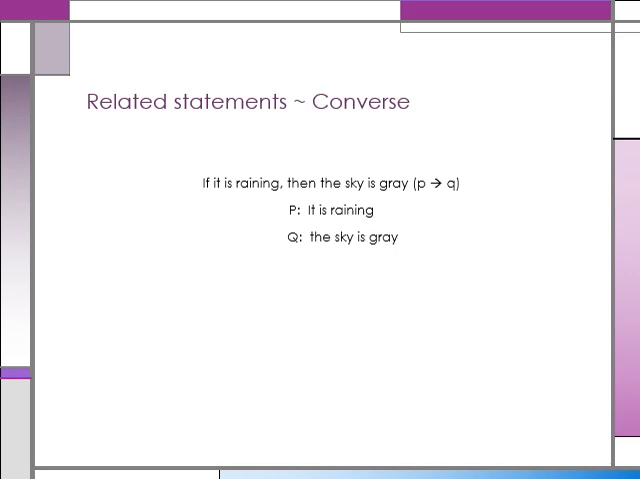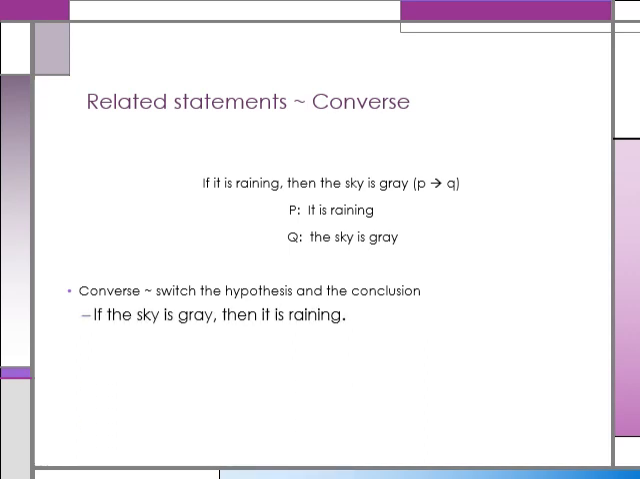So now we have related statements. Here is my conditional: if it is raining, then the sky is gray. My hypothesis is it is raining. My conclusion is the sky is gray. My converse switches the hypothesis and the conclusion. So instead of if P then Q, it's going to be if Q then P. So if the sky is gray, then it is raining. All we've done is switch those.